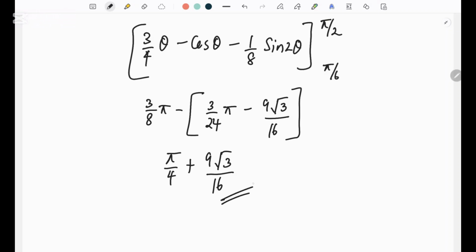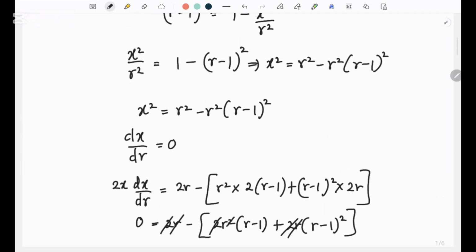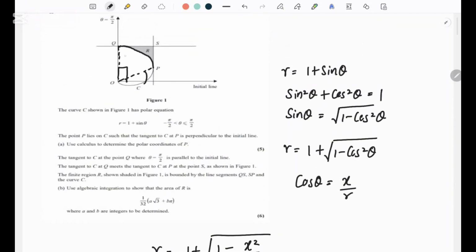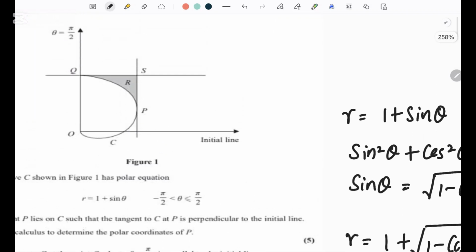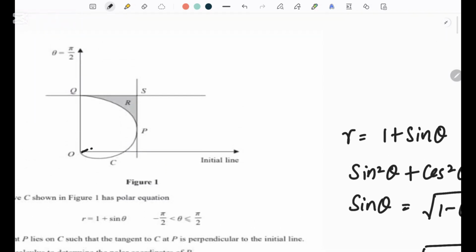Now this is the area of this region, alright? Okay, now we found the area of that region. Now let's find the area of this triangle. So how do you do that? Let me just do it right here.